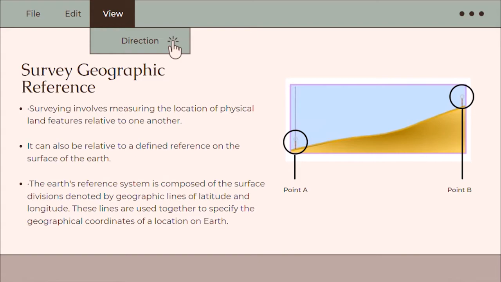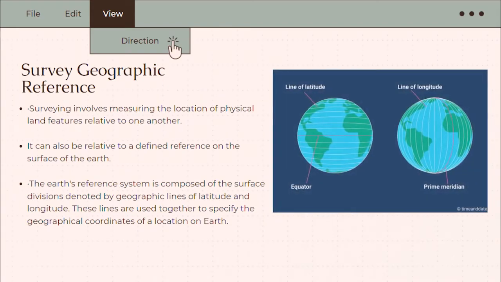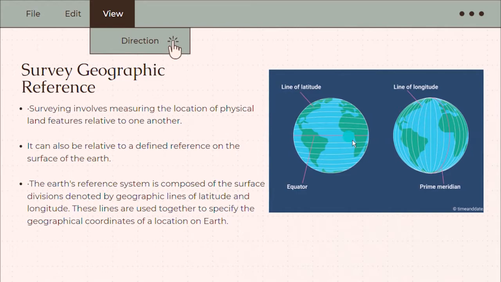So as stated a while ago, in order for us to define an unknown location, a relative reference point would be needed. However, a global reference point is more important. We are able to identify our global reference point through the utilization of the Earth's reference system. The Earth's reference system is composed of the surface divisions denoted by geographic lines of latitude and longitude. These lines are used together to specify the geographical coordinates of a location on Earth. Take note that the lines of latitude run in a horizontal direction from east to west, while lines of longitude run in a vertical direction from north down to south.